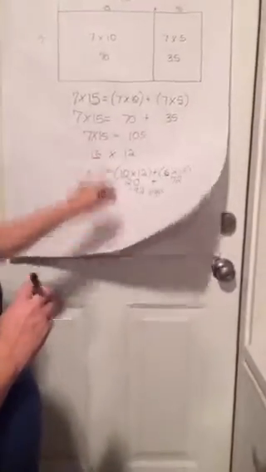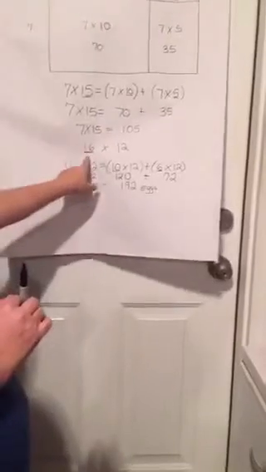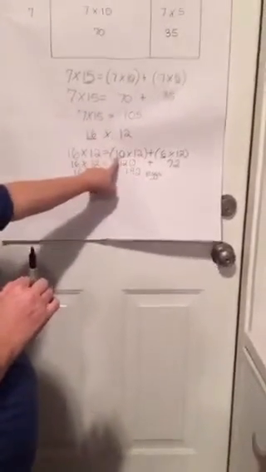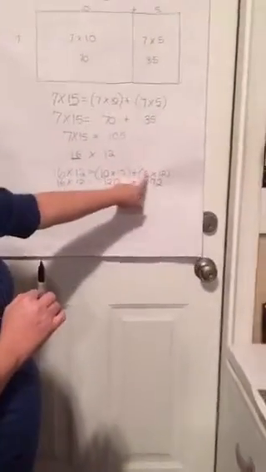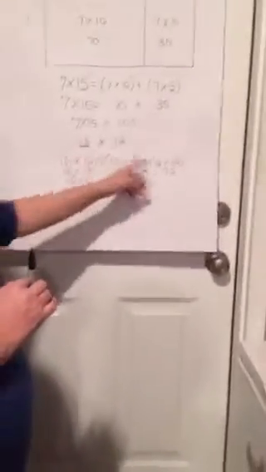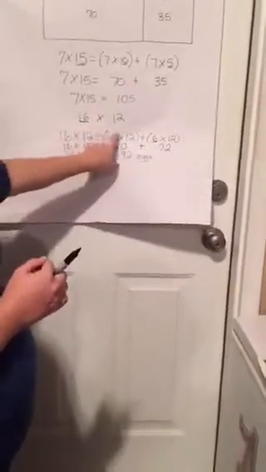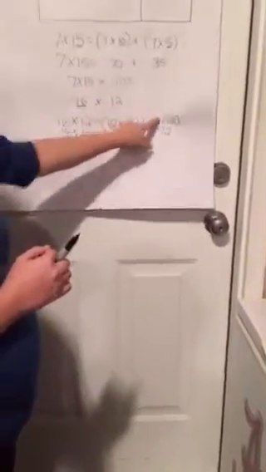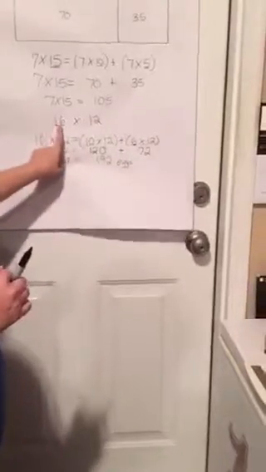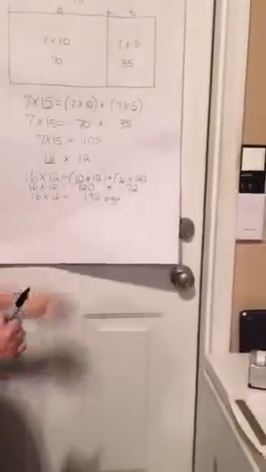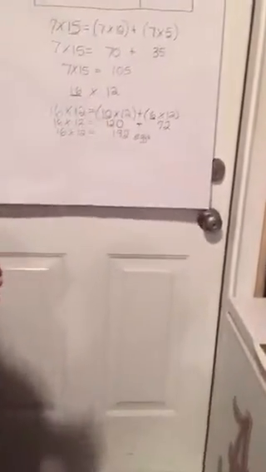They could break apart 16 any way they wanted to, as long as what they broke it apart into was 10 plus 6, that equals 16. They could have broken that apart and said 8 and 8, because 8 plus 8 is 16. So there's no certain way to break apart the factor that you're breaking apart, as long as it equals the factor you're breaking apart. I hope this helps.